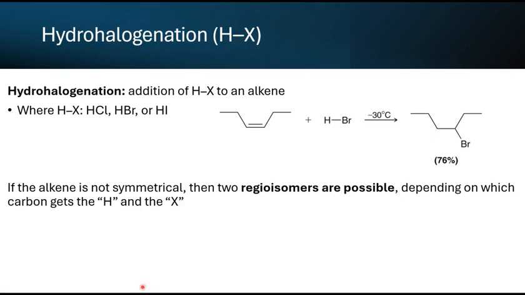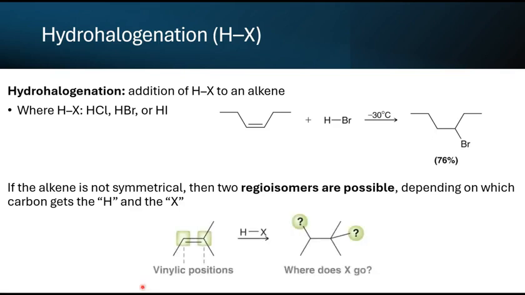But if it's not symmetric, or it's asymmetrical, then we have different positions that are possible, resulting in a different product. We have either this carbon here, that's sp2 hybridized, or this carbon here that's sp2 hybridized. Since this one here has one H and this one has no H's, it's not going to be symmetric. So where does the X go?